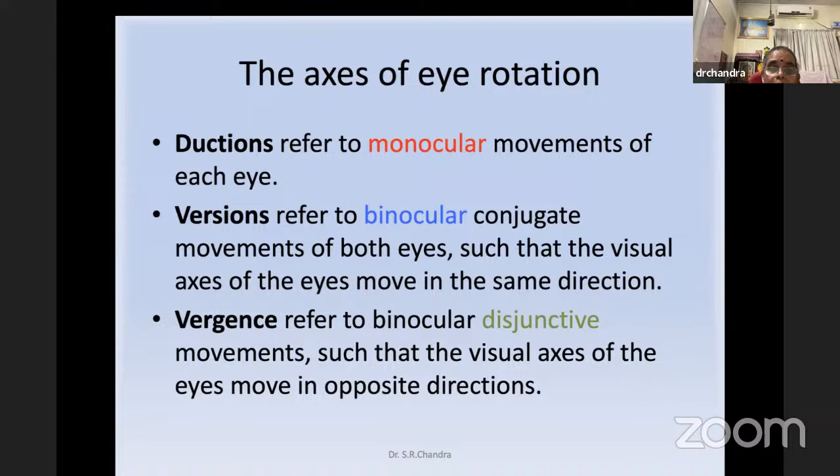Version movement refers to binocular movement, conjugate movement. You look to the right, the right eye moves outside and the left eye moves inward. That is the version movement. So version refers to binocular conjugate movement of both eyes such that the visual axis of the eye moves in the same direction. Vergence movement refers to binocular disconjugate movement. So binocular conjugate movement is version movement. Binocular disconjugate movement is vergence movement. And uniocular movement is duction movement.